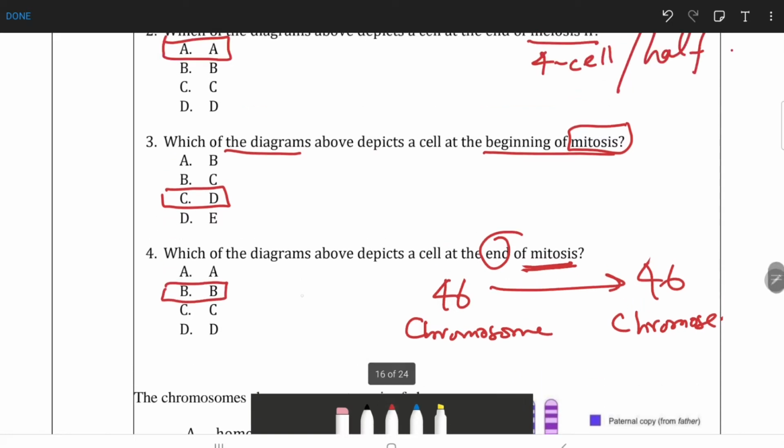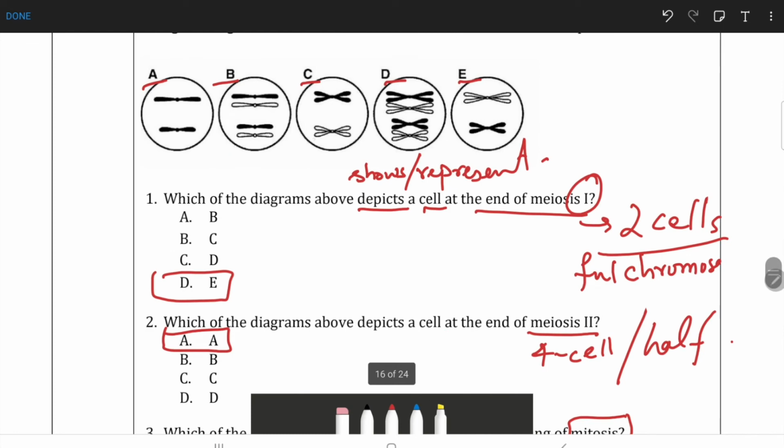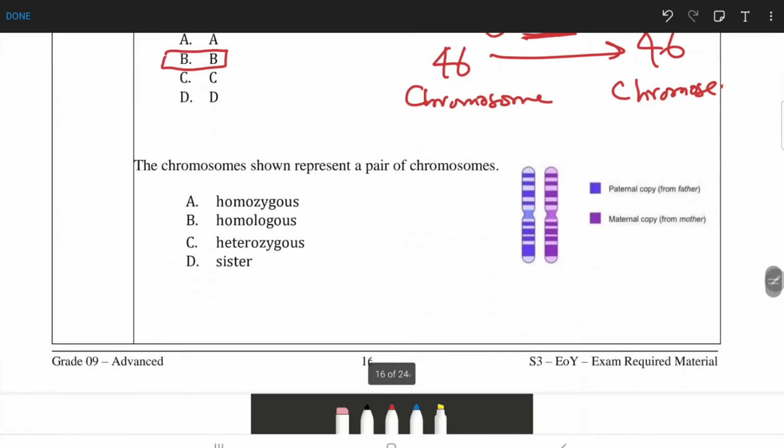Okay, let me show you. This is B. So you can see over here it started with D and then it ends up with B, like each cell will have the whole chromosome number. The chromosome shown represents a pair of chromosomes. What are they called? We studied that they get one from the father and one from the mother. So these are known as homologous chromosomes.